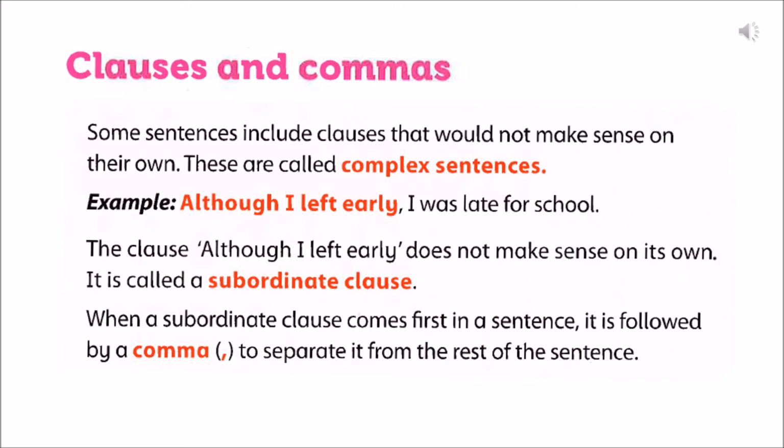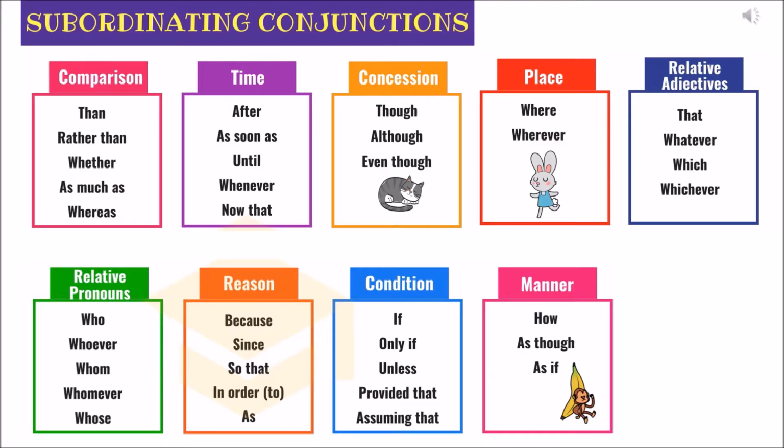When a subordinate clause comes first in a sentence, it is followed by a comma to separate it from the rest of the sentence. Let's try some examples. To write our examples, we could use a range of subordinating conjunctions. Remember, a conjunction is a joining word. We can do a comparison, a time, concession, place, relative adjective, relative pronoun, reason, condition, or manner. Let's try some of these out.